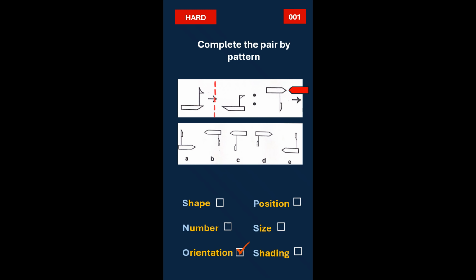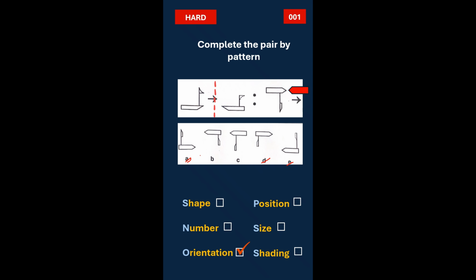So it's not going to be A, it hasn't been flipped. It's not going to be D, and it's not going to be E. Because although it has been flipped, it's changed position. It's too low. It's supposed to stay the same height as it is now. Now it's between B and C.